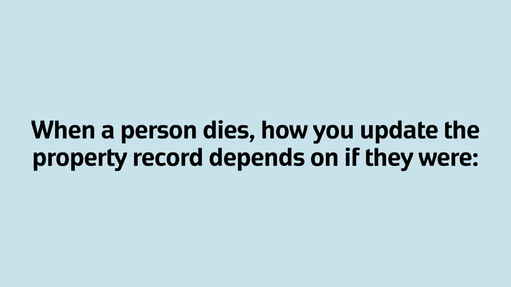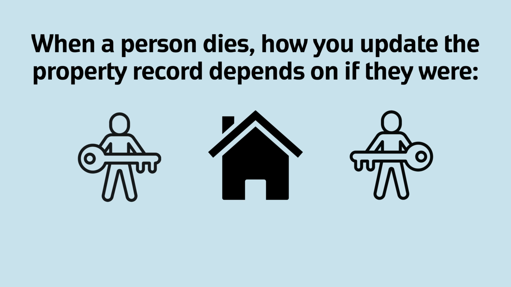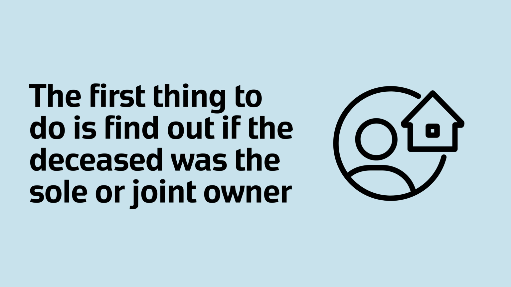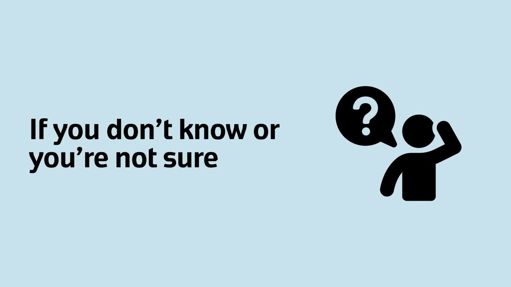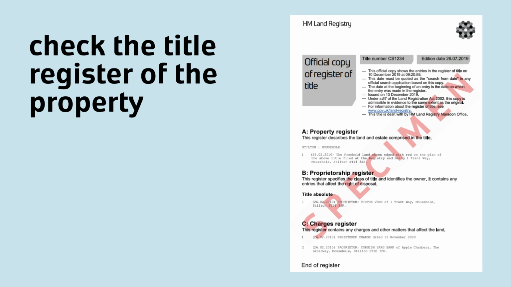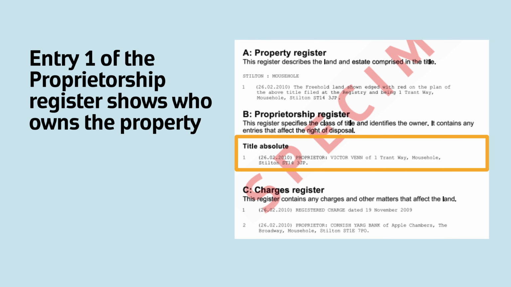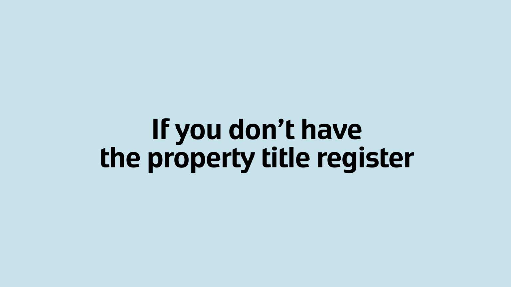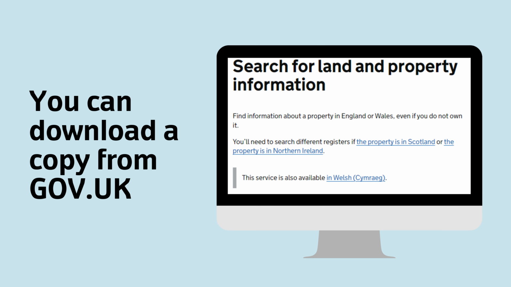When a person dies, how you update the property records depends on whether they were the sole owner of the property or the joint owner with someone else. So the first thing to do is find out if the deceased was the sole or joint owner of the property. If you don't know or you're not sure, check the title register of the property. Entry 1 of Part B, the Proprietorship Register, shows who owns the property and whether there's a sole owner or more than one. If you don't have the property title register, you can download a copy from gov.uk.